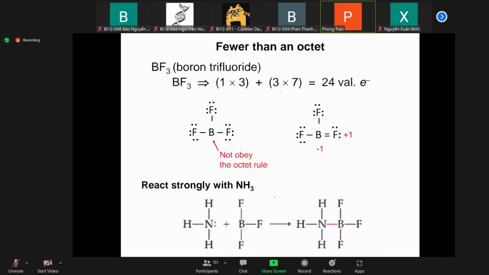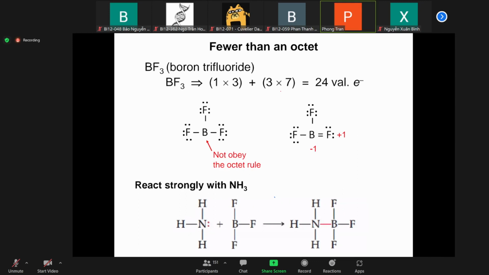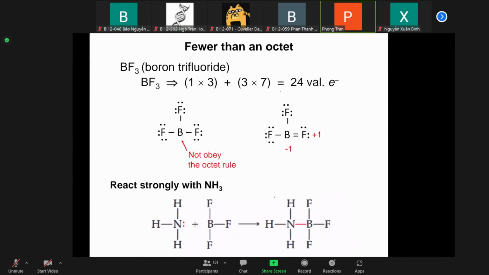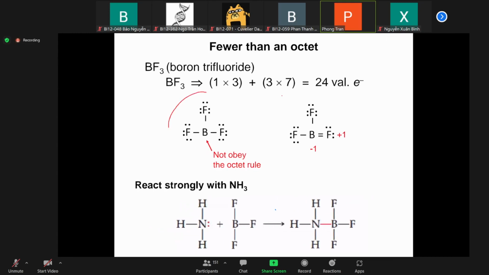Second exception, you have fewer than an octet. That means you have fewer than 8 electrons. Take the case of BF3. In BF3, you have in total 24 electrons. So the correct Lewis structure is this one. And then you will see that the boron has 6 electrons, smaller than 8 electrons. Okay? So in this case, what will happen?